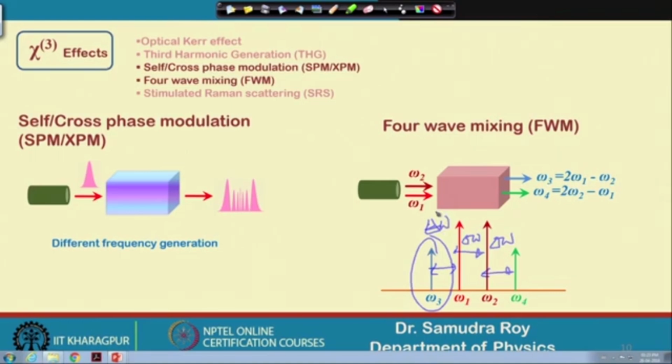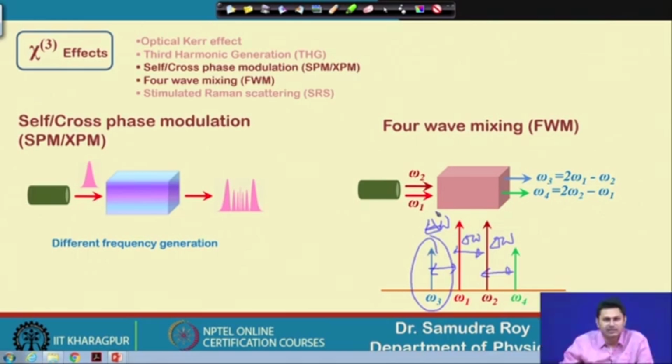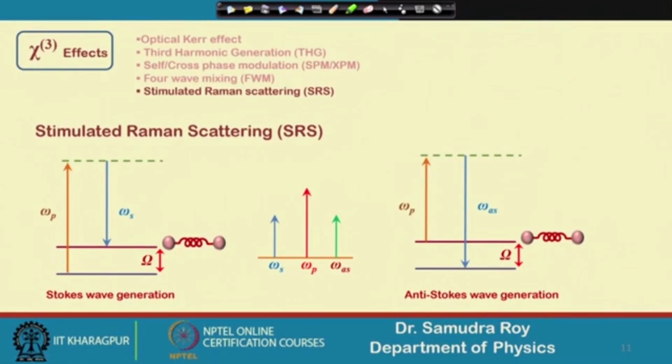So, instead of having two frequencies, we will have four different frequencies, and they are going to mix up, and when they mix up we will have four different frequencies. That is why it is called four-way mixing. Finally, we will have one phenomenon, and that is stimulated Raman scattering.